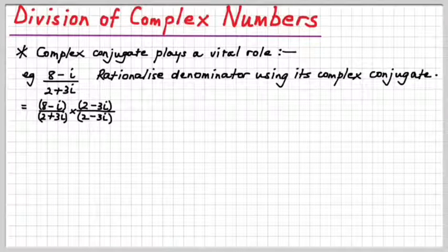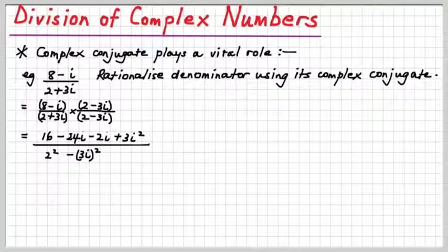So how do you do that? You multiply top and bottom by the complex conjugate of the denominator, okay? And what that does is something truly amazing. I will show you. Multiplying this whole beastly thing out, we get 8 times 2 is 16, minus 24i, minus 2i, and then plus 3i squared. Now, of course, i squared is minus 1, so this little beastie becomes minus 3.